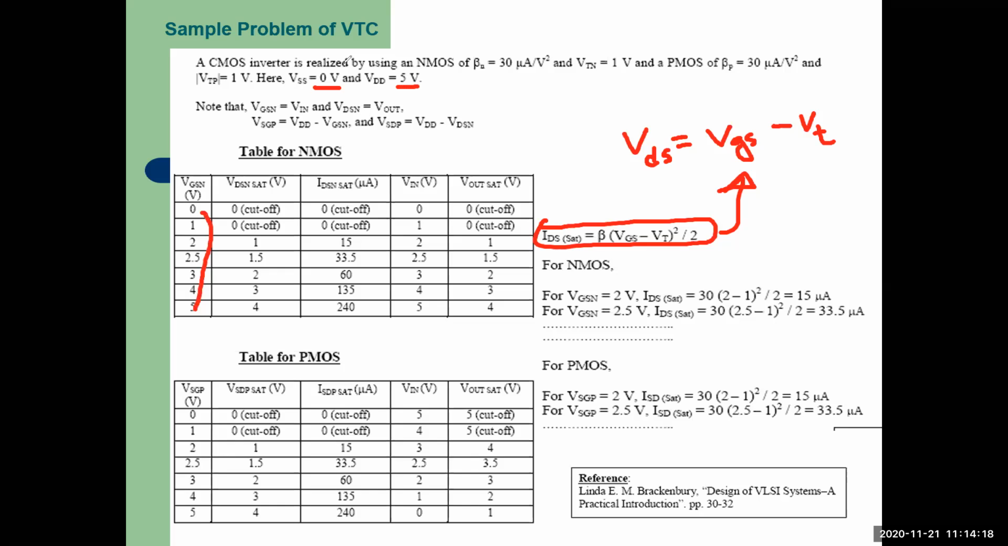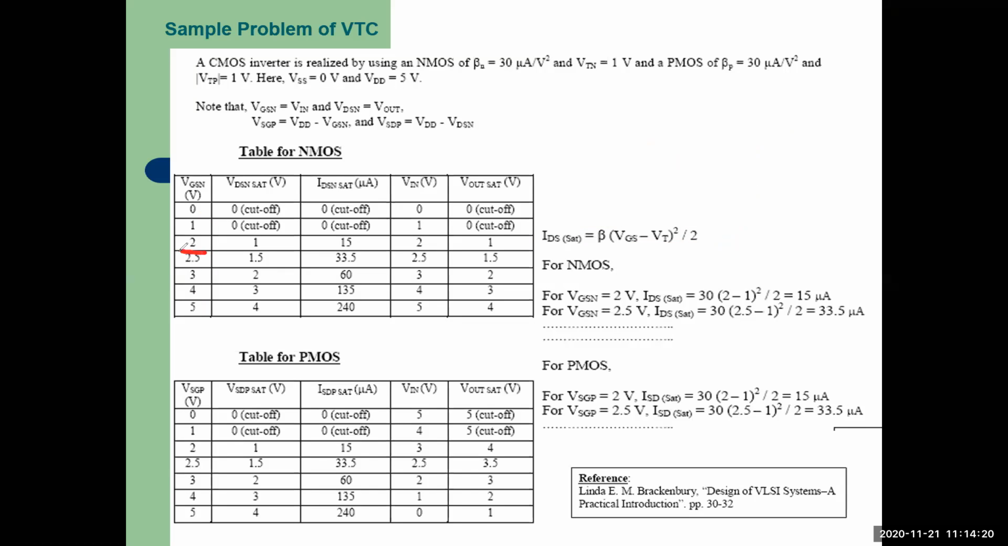So here we have taken one extra point, that is 2.5. Why? Because your beta N is equal to 30, your beta P is equal to 30, so the ratio is 1. So we know our curve will go at the middle. That's why we have taken a point at the middle, 2.5. So 0, 1, 2, 2.5, 3, 4, 5. Understood, everyone? Yes, sir.